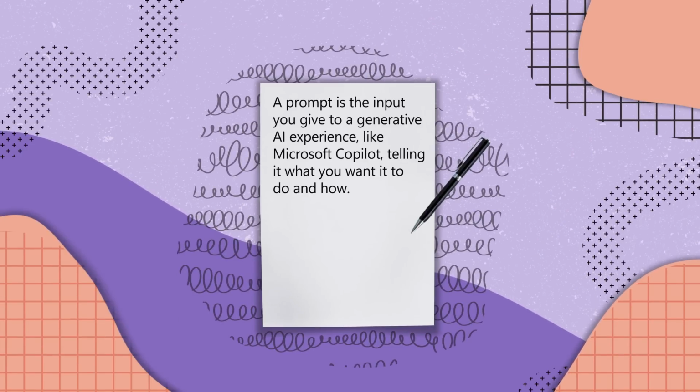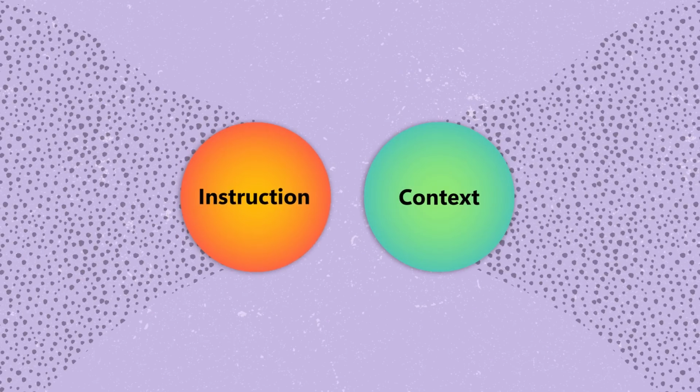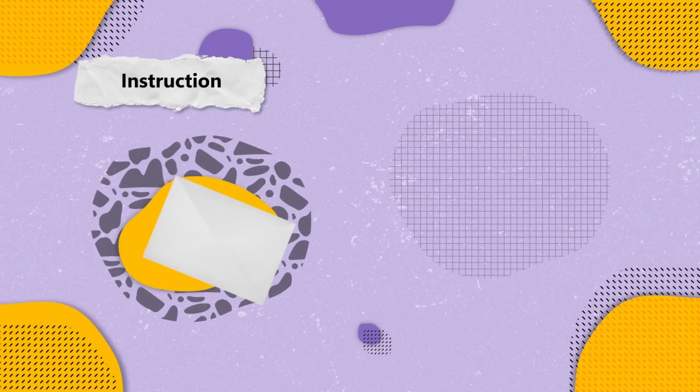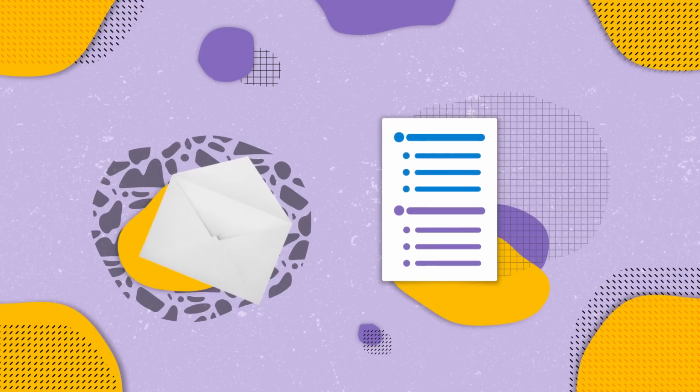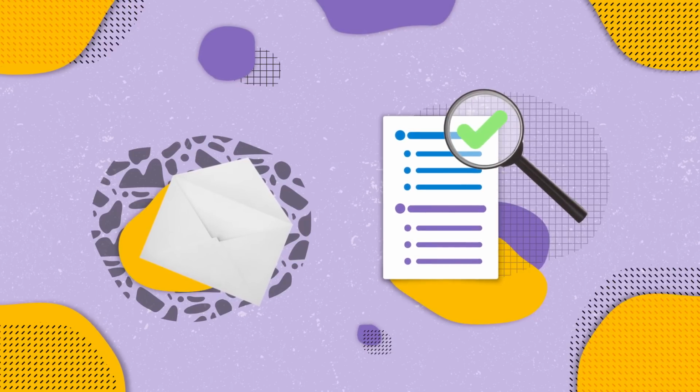A prompt is the input you give to a generative AI experience, like Microsoft Copilot, telling it what you want it to do and how. It consists of two main components, instruction and context. The instruction is the written part of the prompt that states the task and the objective. It should be clear and specific, so Copilot knows exactly what you expect from it.